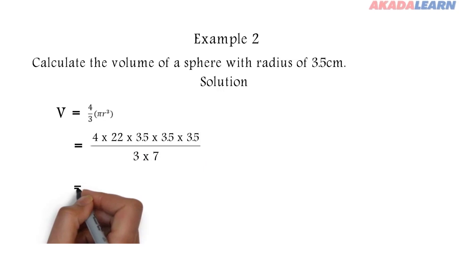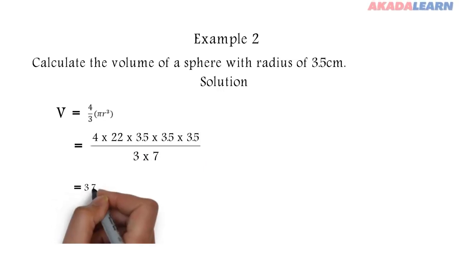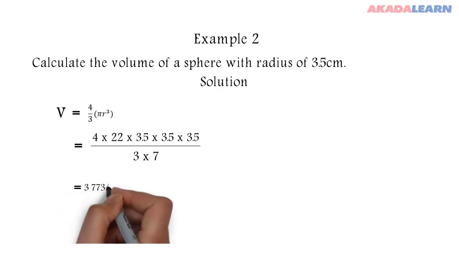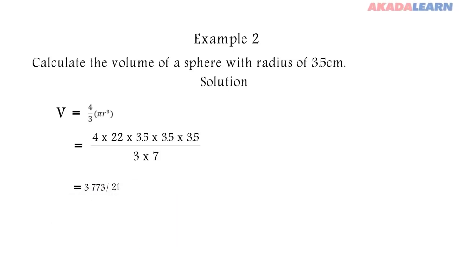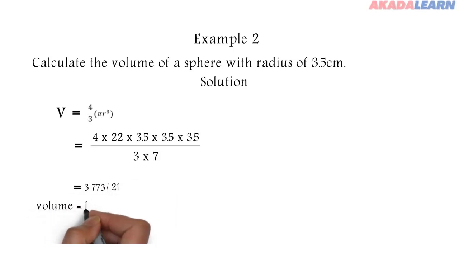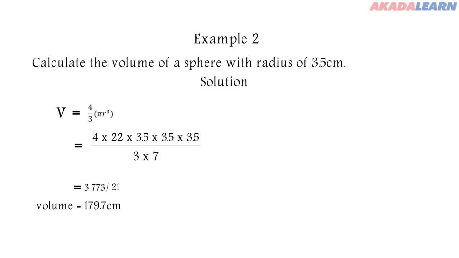So we'll multiply the numbers in the numerator. We have 3773 divided by 21. 21, that is from 3 times 7. So the volume of the sphere will be 179.7 centimeter cube.